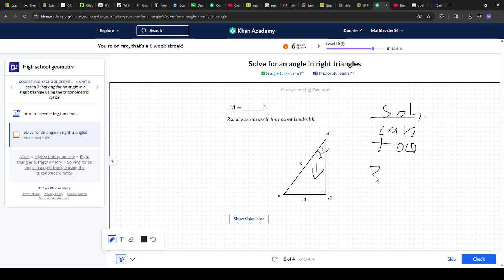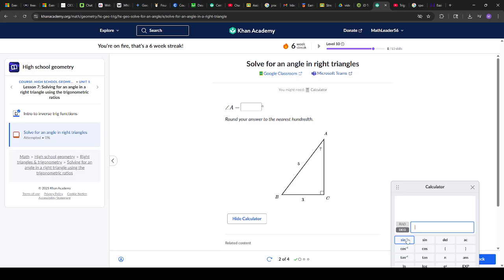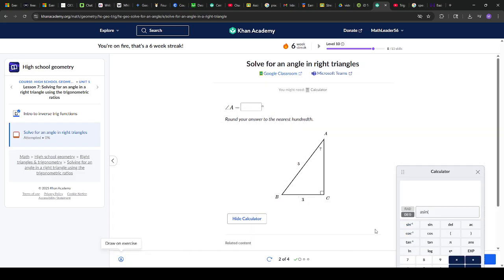So opposite is 3 over 5. And remember, we're going to use the negative inverse. So sine -1 of 3 over 5. Now we need to round this. So 36 point, and then ones, tenths, hundredths, 36.87.